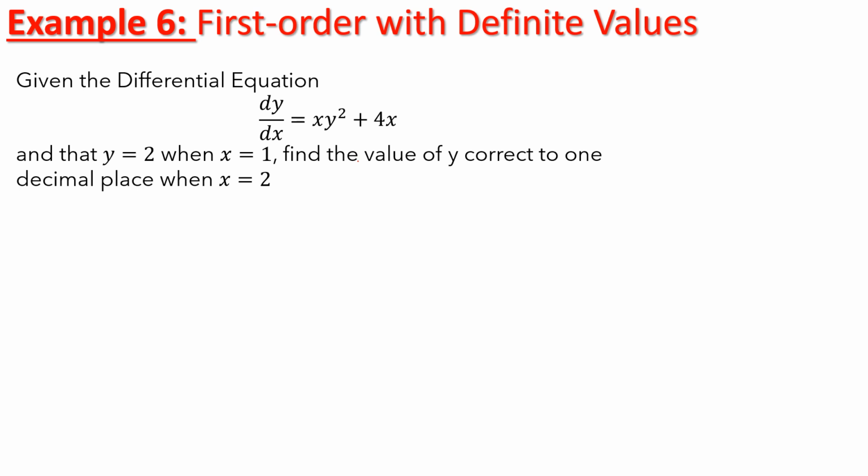So given the differential equation, dy dx equals xy squared plus 4x, and y equals 2 and x equals 1. Find the value of y correct to 2 decimal places when x equals 2. So we're going to use limits to set up this full question. We have that extra piece of information where they told us x equals 2 and we want to solve for y.